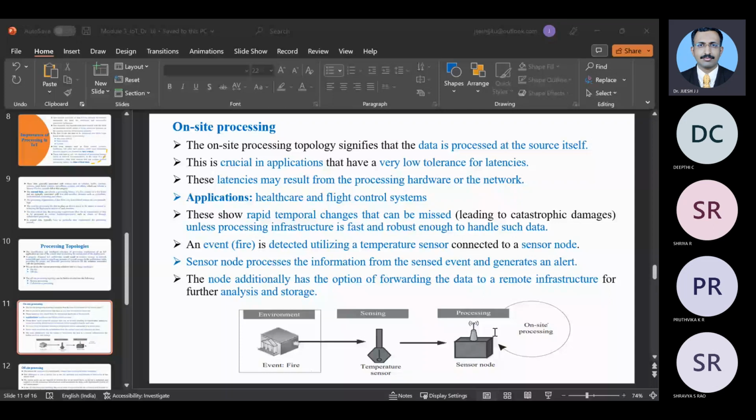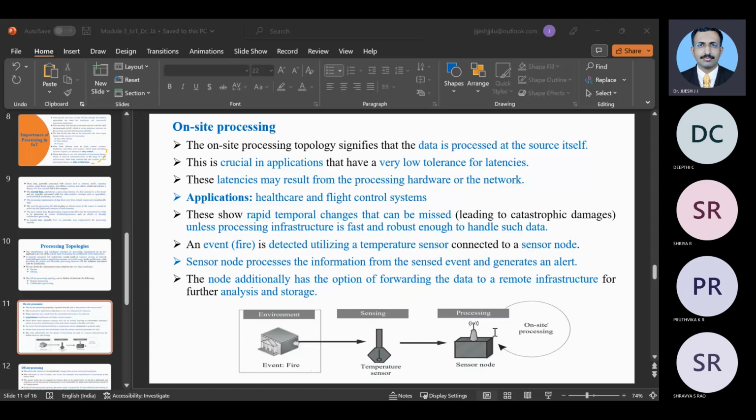It suits critical applications that have very low tolerance for latencies, and latency may result from the processing hardware or the network. So it will make sure that the latency is less, and the latency mainly depends on the hardware or the network. One application is healthcare, and the second application is a flight control system.